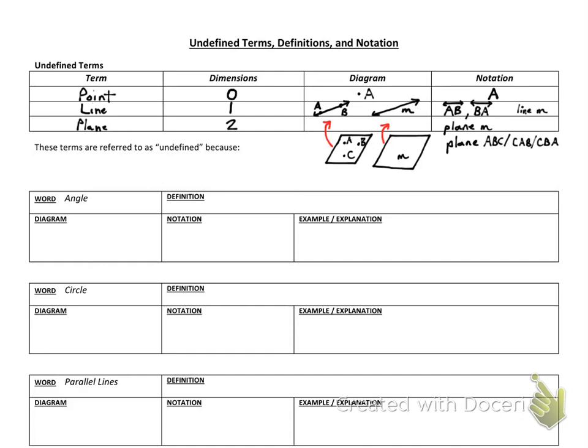These are called undefined terms because the main reason I like to say is because they're not real. How many dimensions do we live in? 3. Everything in our existence is 3 dimensions. If you get into crazy physics stuff, then you can talk about 14 dimensions. But really, everything in our world is 3 dimensions. So if we're talking about something 0-dimensional, 1-dimensional, or 2-dimensional, it's not a real object that we can point to and hold. These are ideas that we can have in our head, but they're not real, so they're undefined. They're not real.